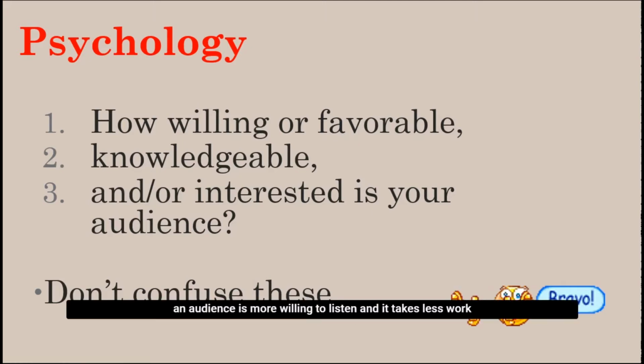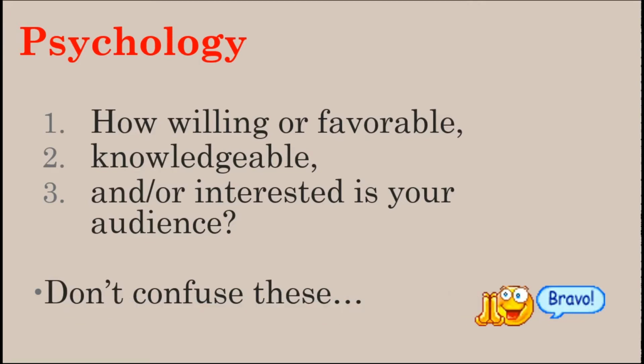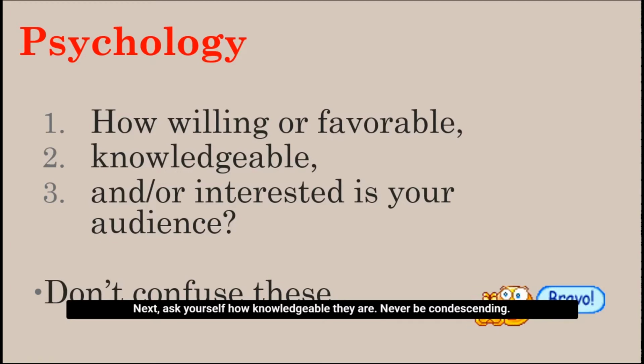Sometimes an audience is more willing to listen, and it takes less work if they're not hostile towards your topic. So always make sure you relate your topic to their needs and their wants. Connect your topic and your purpose to that audience and involve them. Next, ask yourself how knowledgeable they are. Never be condescending. Don't talk down to them, and don't confuse a lack of knowledge with a lack of intelligence. Just let them know you're going to extend their knowledge in this area.